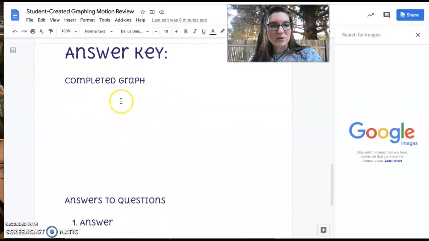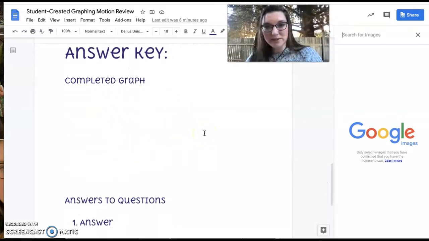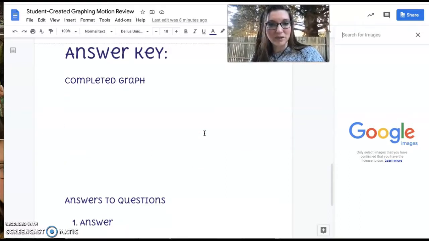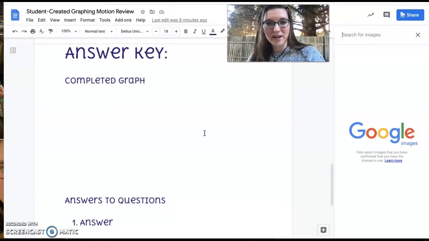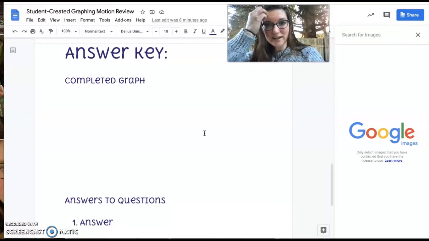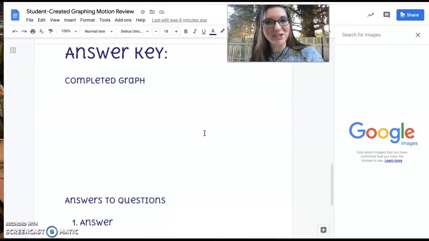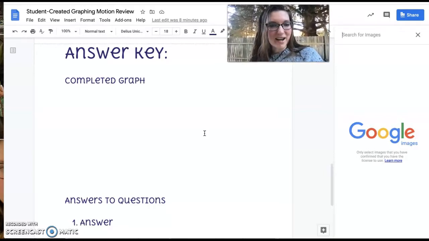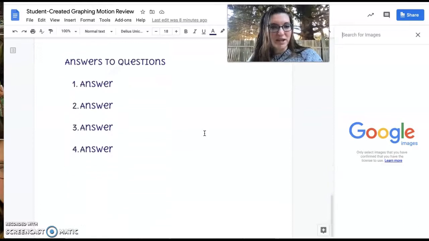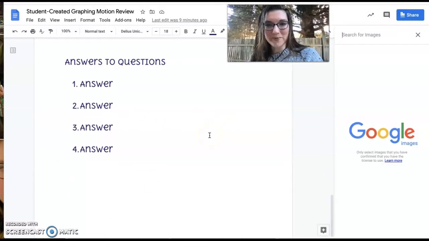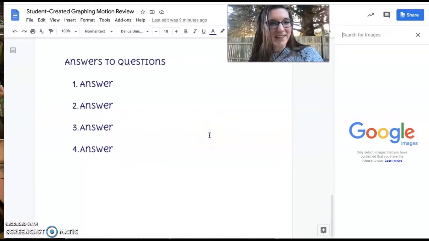Your answer key is going to include your completed graph. Now, what I would suggest for creating that completed graph is to go into Slides or Jamboard, or Google Drawings is an app that you can search. It's what I use to make the introductory morning agenda things. I will include something like that for you if you want to use that. And you're going to include the answers to your questions. Okay? So that's the idea.